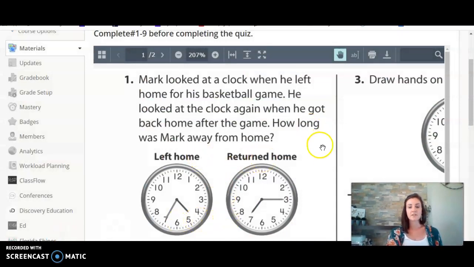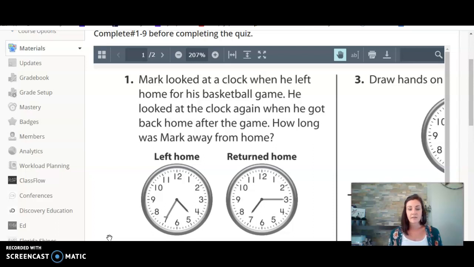All right, so the first question that we're going to review is number 1. It says, Mark looked at a clock when he left home for his basketball game. He looked at the clock again when he got home after the game. How long was Mark away from home? So what we are going to do here is, I want you to please pause this and go ahead and solve it if you have not done so already. And then when you are finished with solving it, go ahead and push play and we will go over this.